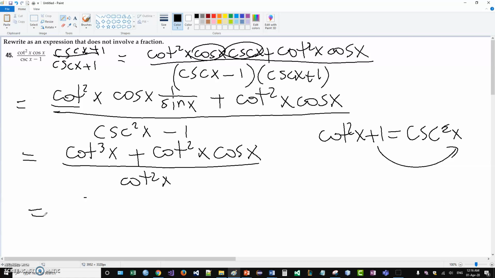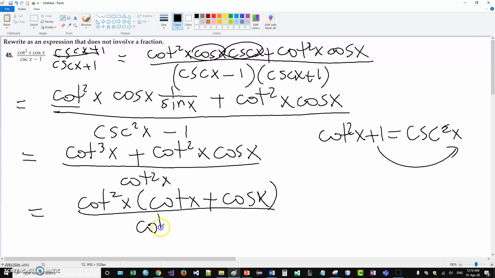We can take cotangent square x as common, cotangent x plus cosine x over cotangent square x. Cotangent square x and cotangent square x, they cancel out, so cotangent x plus cosine x. Alright?